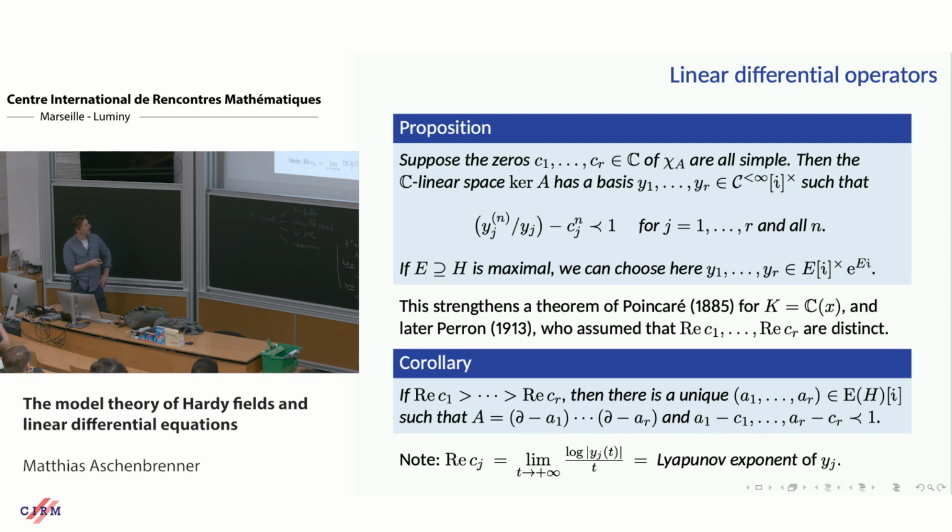And we don't know actually whether we can relax this, whether this also holds if some of those real parts are the same. Yeah, and this we can maybe skip, but there's a connection with these real parts to something called the Lyapunov exponents of these yj's, which is another topic in ODE theory.